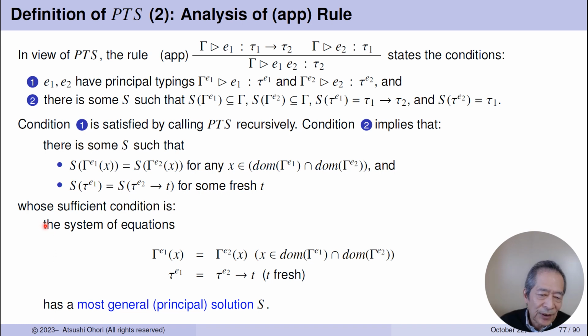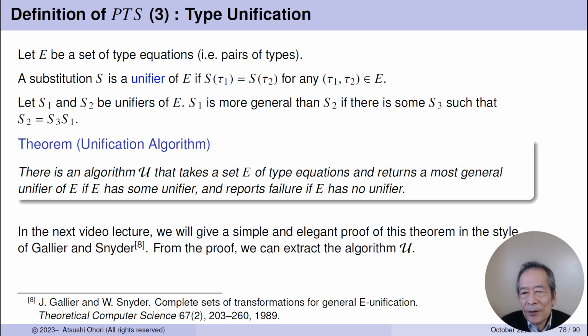Here the important thing is that this second condition can be represented by a syntactic system of equations between types, right? So let's look at this in more detail. A system of equations represented by some necessary condition specified by a typing rule can be solved by the framework called type unification. This is an important building block in type inference. So let's try to look at this type unification and try to understand it.